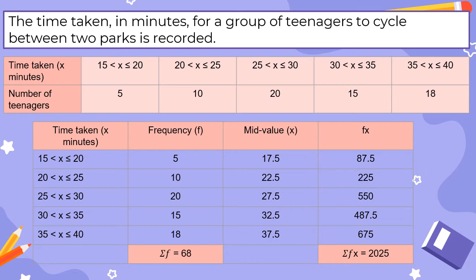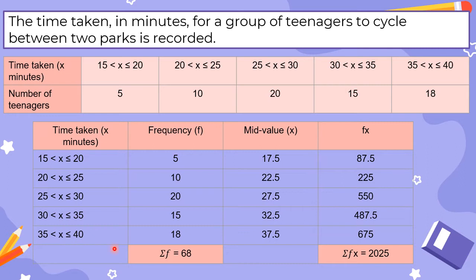So to get the mean of this group data, we need a frequency table. The first column is the time taken or the x minutes. Next is the frequency, or the f. Next is the mid value. And next is the f of x, or the product of frequency and mid value. The frequency of 15 to 20 is 5. The frequency of 20 to 25 is 10. The frequency of 25 to 30 is 20. The frequency of 30 to 35 is 15. And the frequency of 35 to 40 is 18.